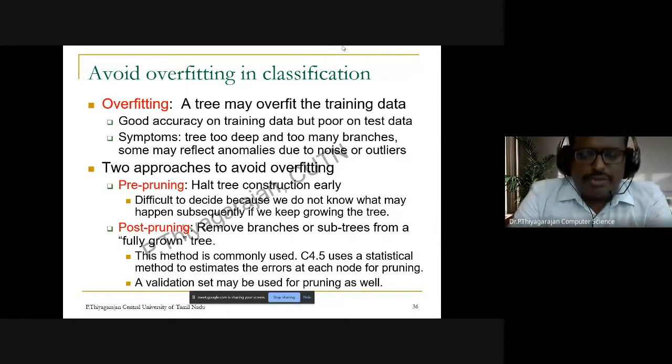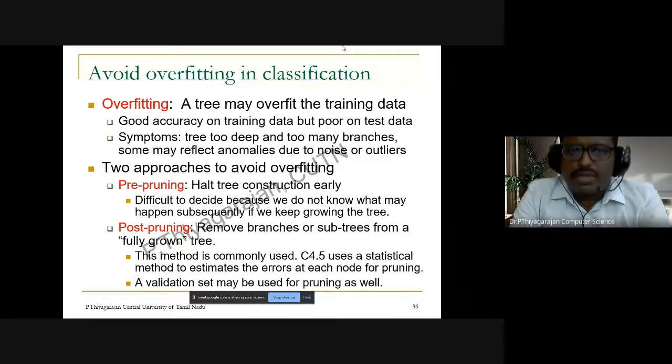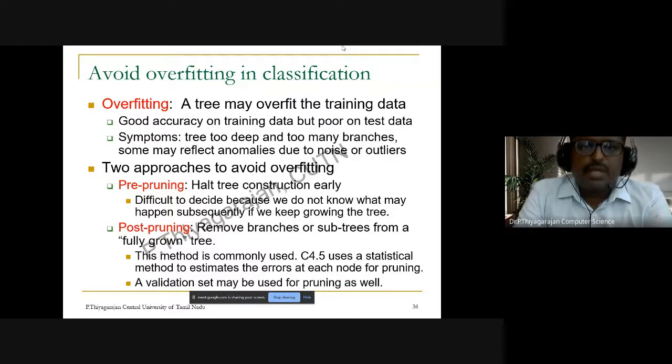Many times when you construct a decision tree, overfitting may occur. Overfitting is the circumstance in which the decision tree or the classification algorithm works perfectly for the training set, but when we give testing data, the classification algorithm may not work properly. So that's why good accuracy on training data, but poor on the testing data. This problem is known as overfitting. There are two approaches that we can follow to avoid this overfitting. First is pre-pruning, and second is post-pruning.